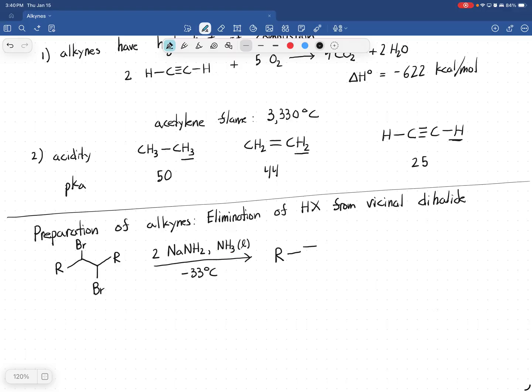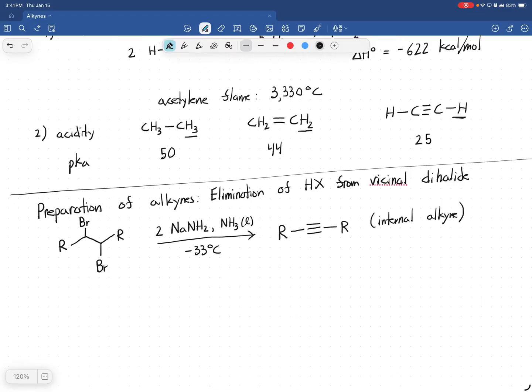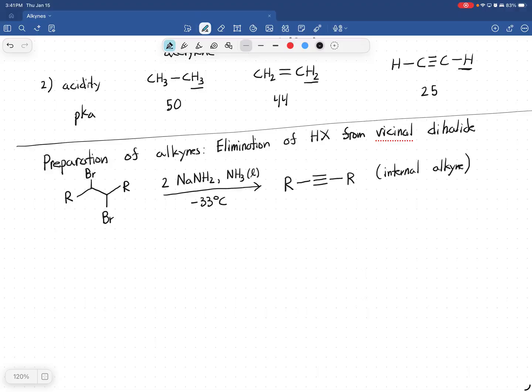That's because you eliminate both the halogens, okay? So this is what we call an internal alkyne. There's no hydrogen atom on the triple bond. All right, I'll go over the mechanism, how exactly this works. If you remember, E2 type reactions, elimination, that's the mechanism that forms here.